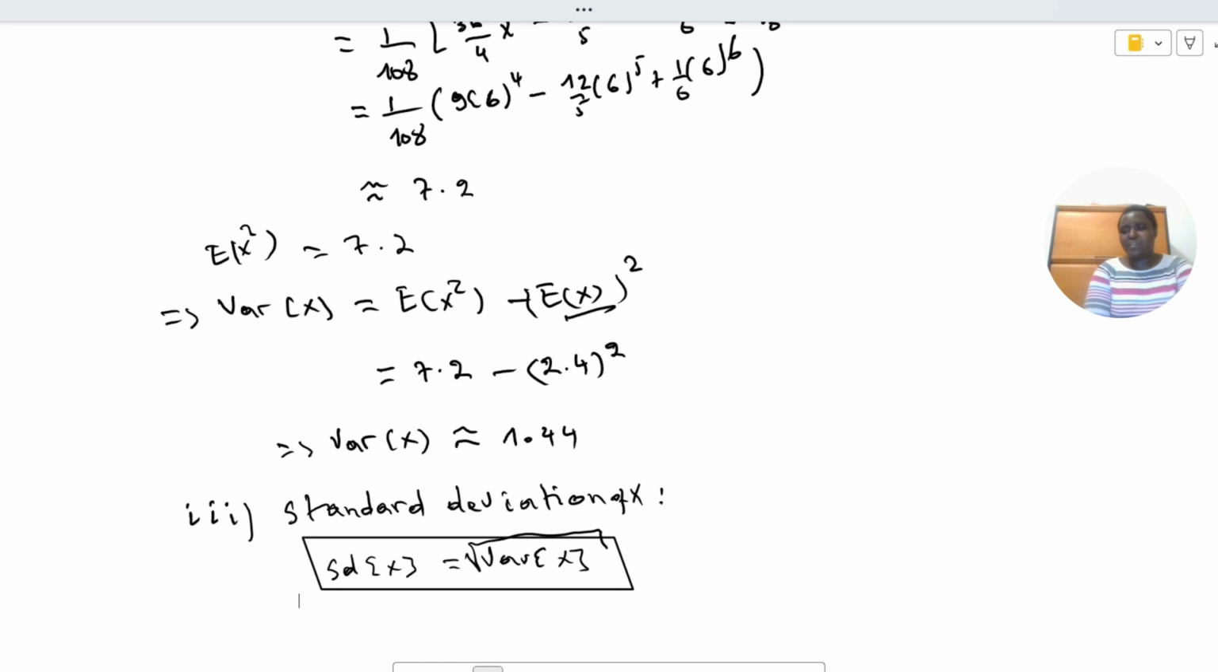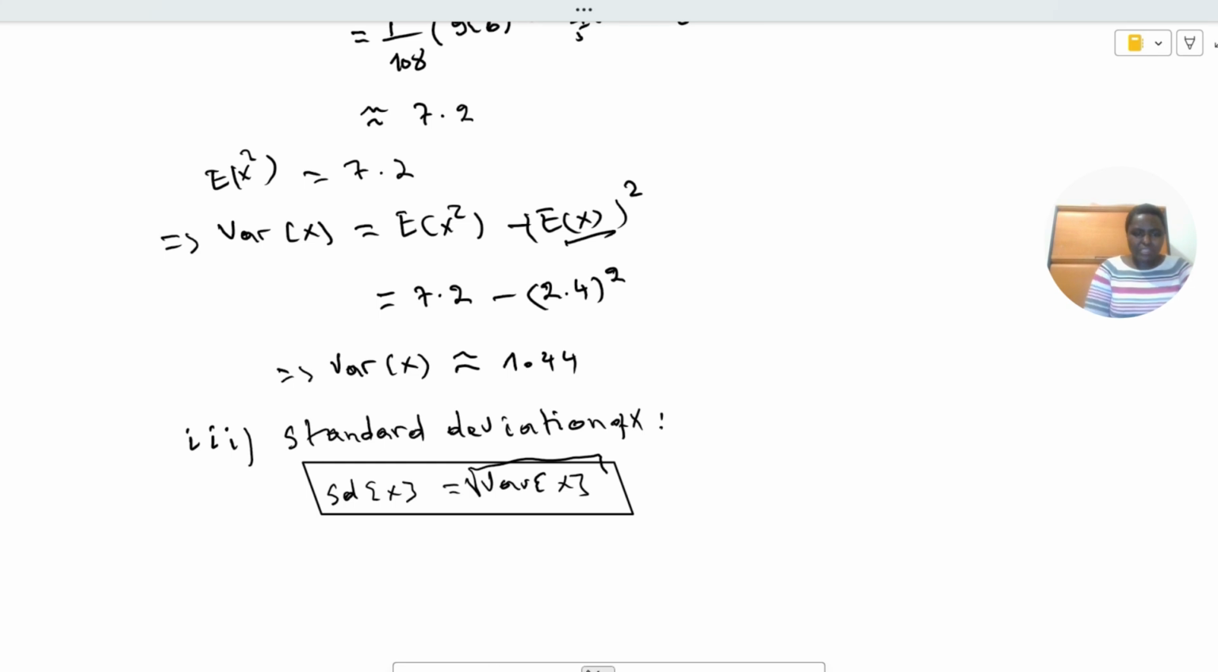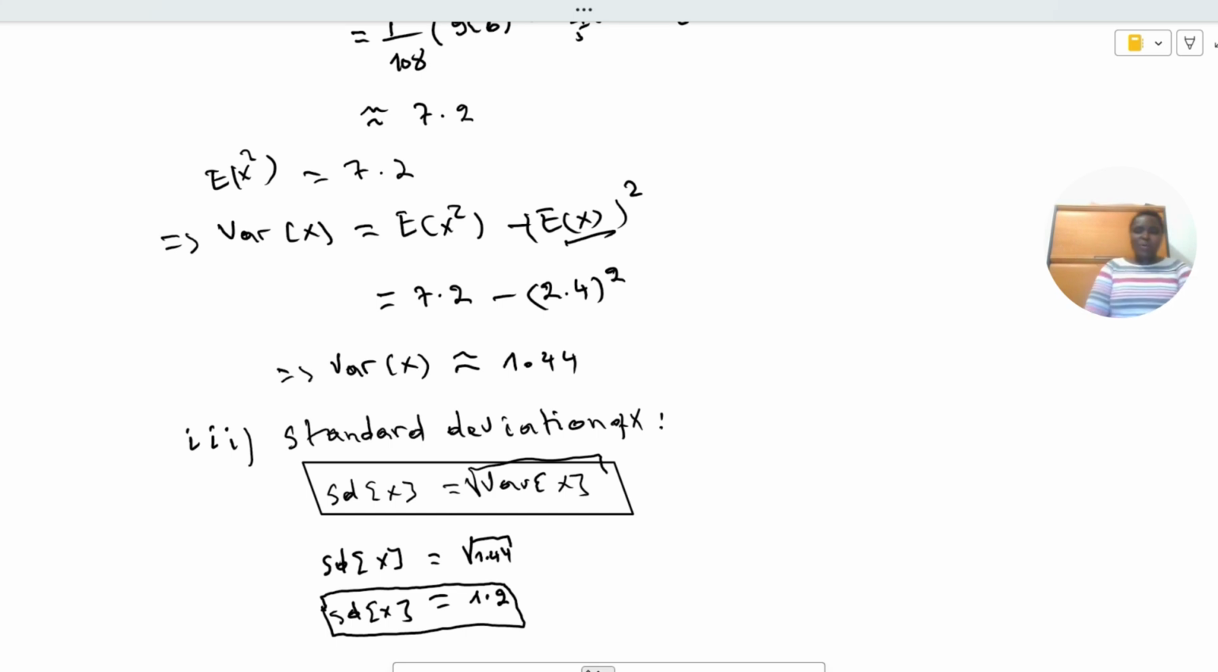So the standard deviation now will be equal to the square root of 1.44. So we have the standard deviation of x equal to the square root of 1.44, which is equal to 1.2. And that was it. Standard deviation of x equal to 1.2. All right, I hope you have learned something from this question. Now you understand how we can calculate the mean, the variance, and the standard deviation of a given random variable once we have its probability density function.